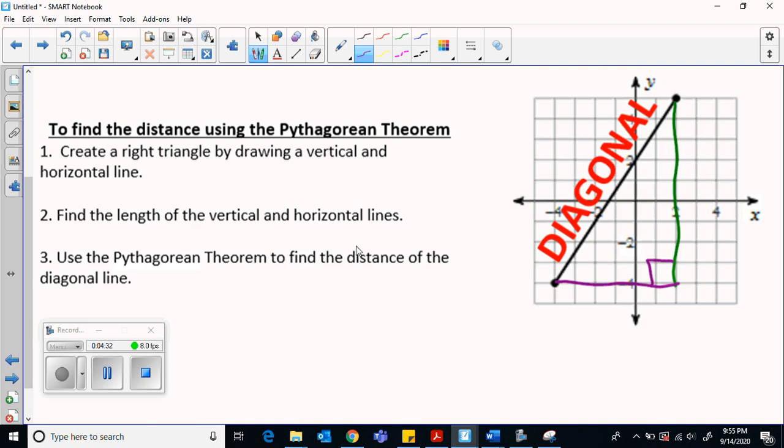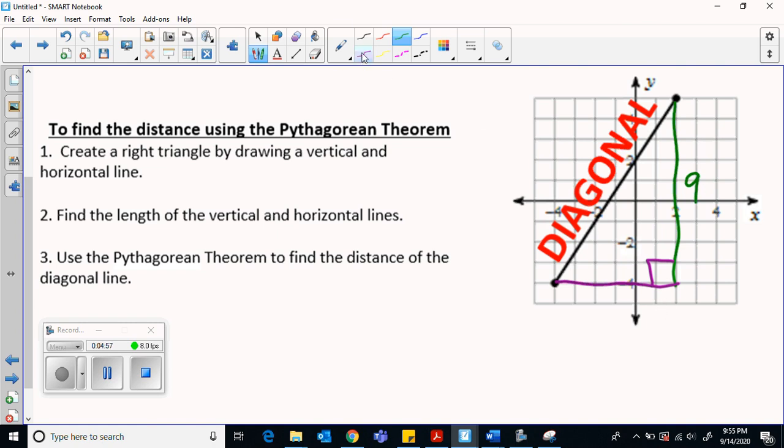Step 2 says we need to find the length of the vertical and horizontal lines. How do we find the length of vertical and horizontal lines? We just count them. Here we're going to count the vertical: 1, 2, 3, 4, 5, 6, 7, 8, 9. So this one has a length of 9.